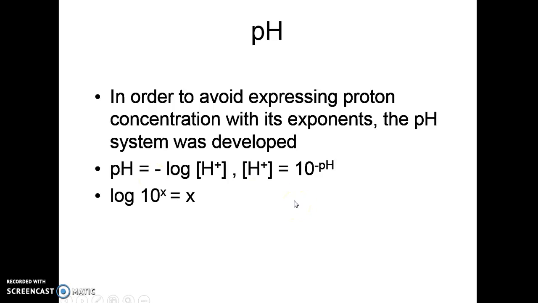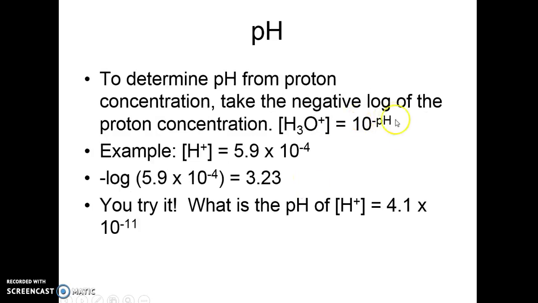In order to figure out what the proton concentration is at a particular pH, you just take 10 and raise it to the negative pH. So let's go ahead and look at an example. If my proton concentration is 5 times 10 to the negative 4, all I have to do is take negative log of that number, and it gives me 3.23.